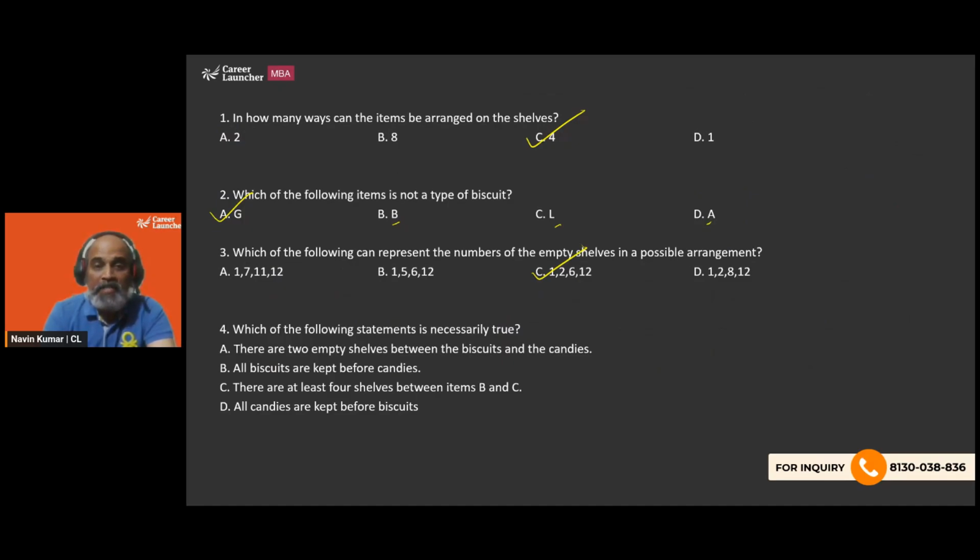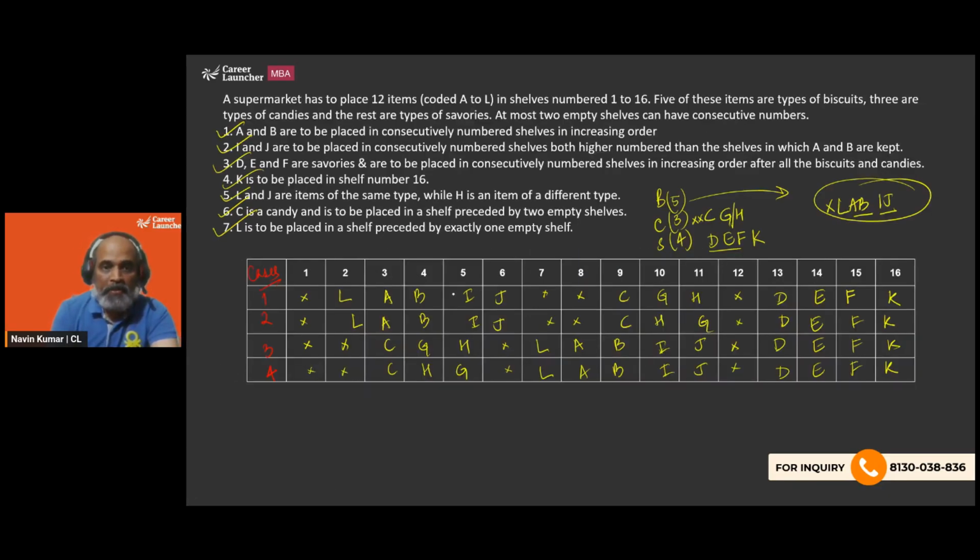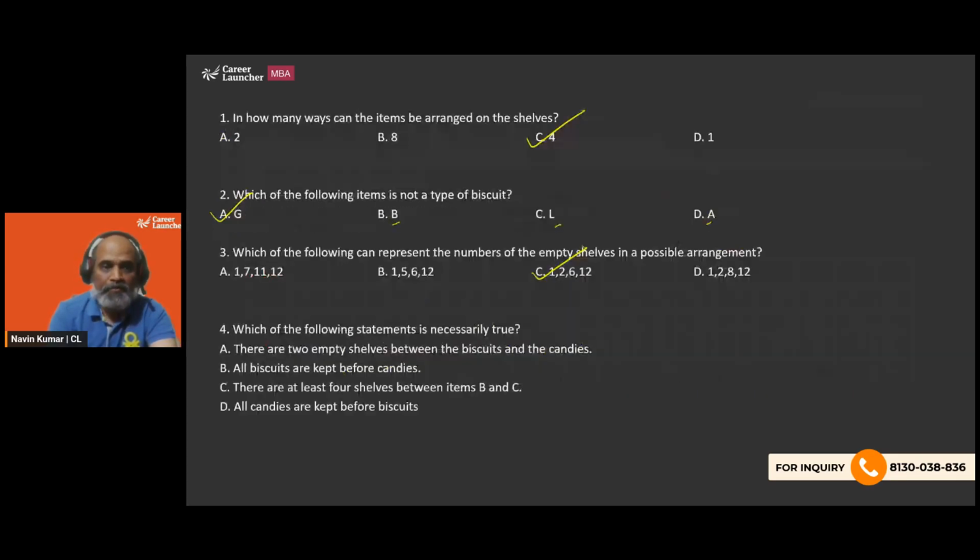Which of the following statements is necessarily true? There are 2 empty shelves between the biscuits and the candies. Between the biscuits and the candies, there may be 2 empty shelves or there may be just 1. So not necessarily true. All biscuits are kept before candies. No, sometimes candies are kept before biscuits.